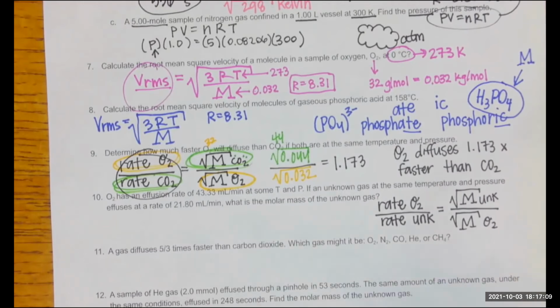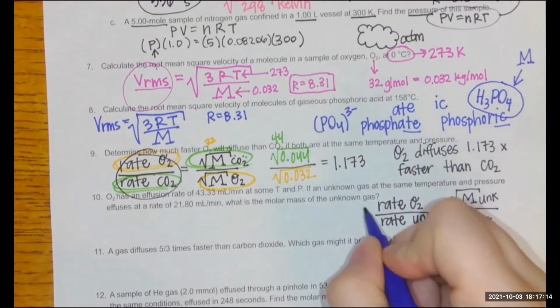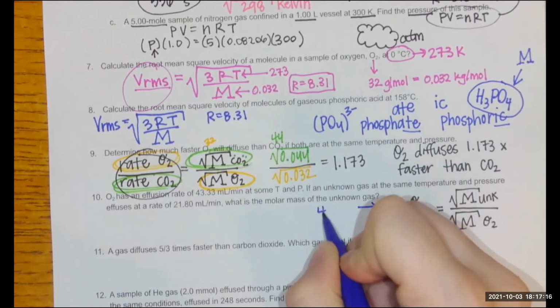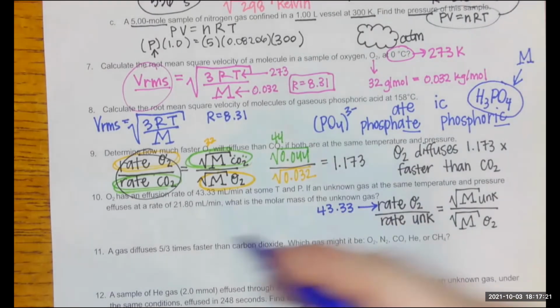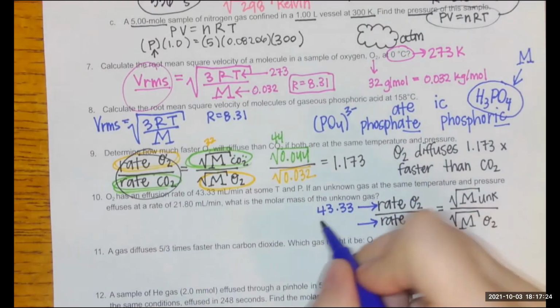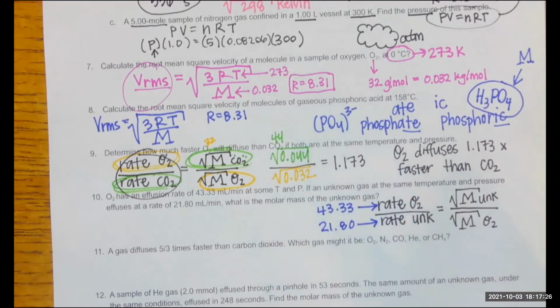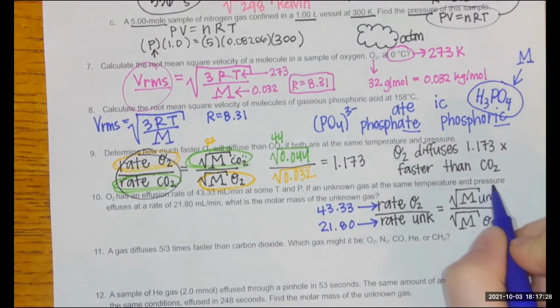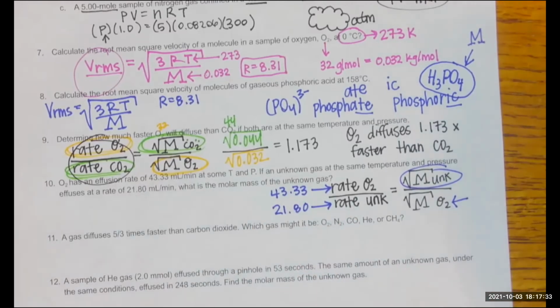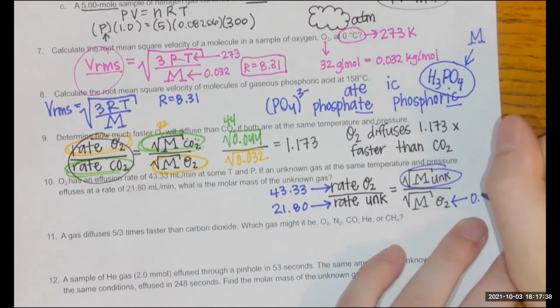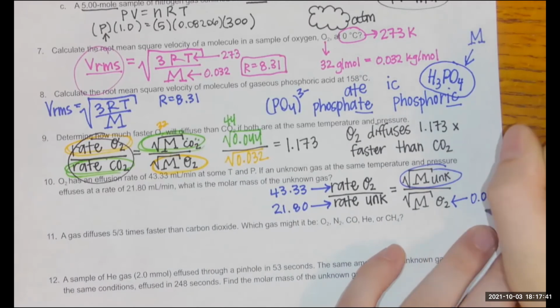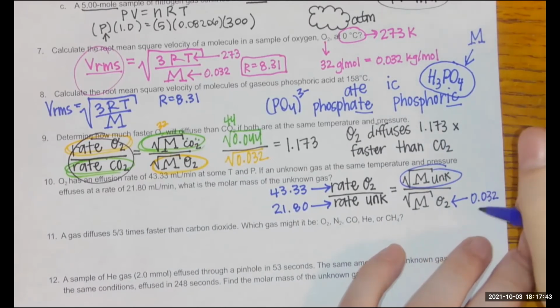The rate of the oxygen it gave me in the problem. It said that the rate of the oxygen was 43.33 milliliters per minute. And the unknown gas is 21.80. I don't know the molar mass of the unknown gas, but I do know that the molar mass of oxygen is normally 32, but putting it into kilograms would be 0.032 kilograms per mole.